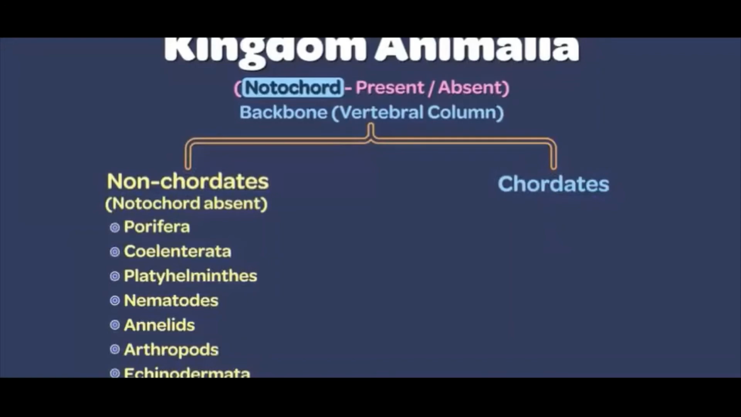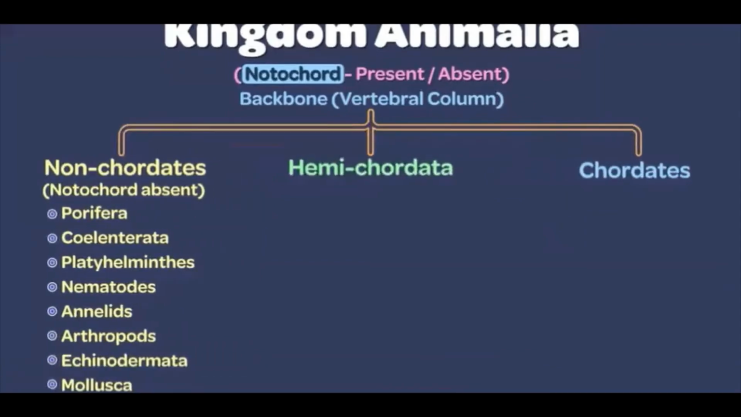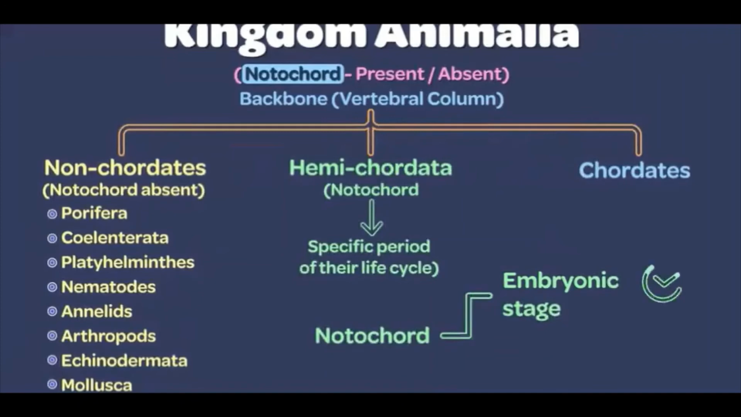But before moving ahead with the chordates, let's have a look at one more phylum, and that is the Hemichordata. These organisms have a notochord, but only for a specific period of the life cycle. The embryonic stages show a notochord-like structure, but the adult forms are like invertebrates, which means without a notochord.